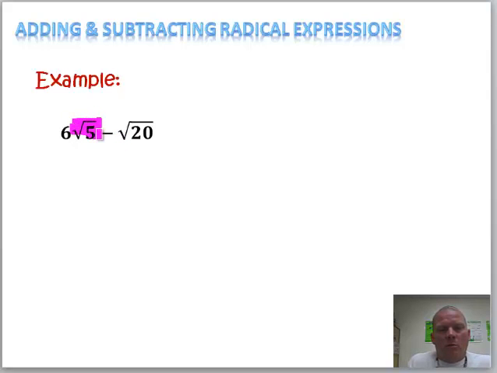So let's look at our radical part. The square root of 5 and the square root of 20, those are not the same. So I want to see, can I simplify these at all? All right. Well, 5, there's no perfect square that divides into 5. And it's a prime number anyway, so I'm just going to have to leave it 6 times the square root of 5. Now the square root of 20, let's go over here to the side and work some notes.